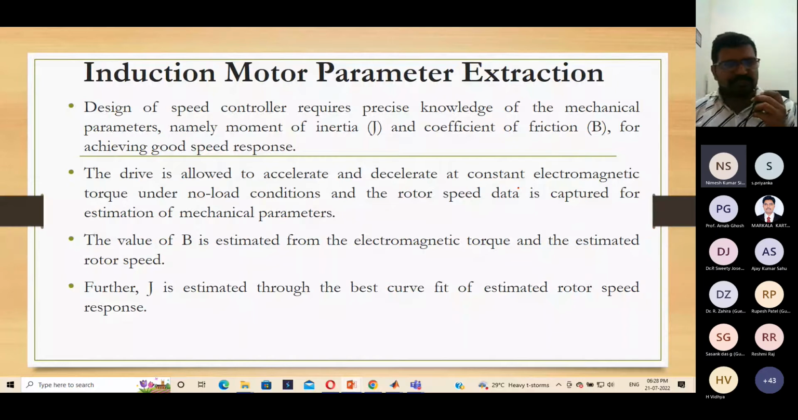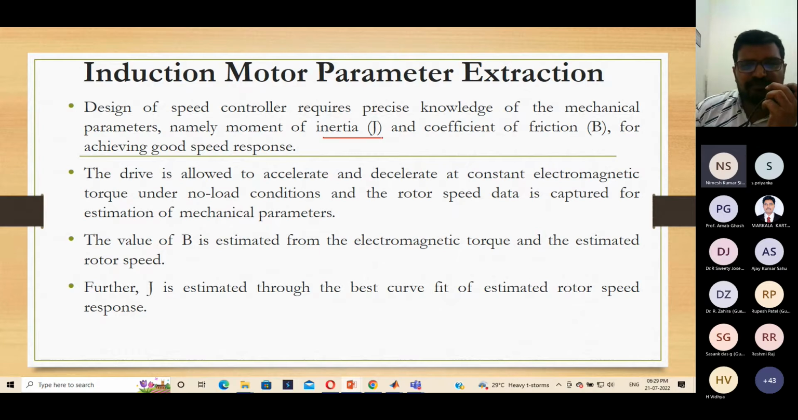So in order to perform this PV fed induction motor drive, before starting the experiment, we have to extract the various parameters of the induction motor. The basic problem is identification of the electrical parameters and mechanical parameters of the induction motor. The electrical parameters, as we know, can be measured in the no load test and blocked rotor test, as we are already aware.